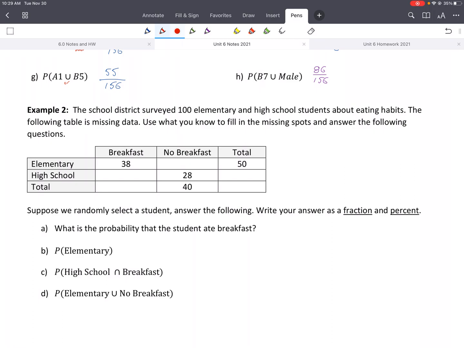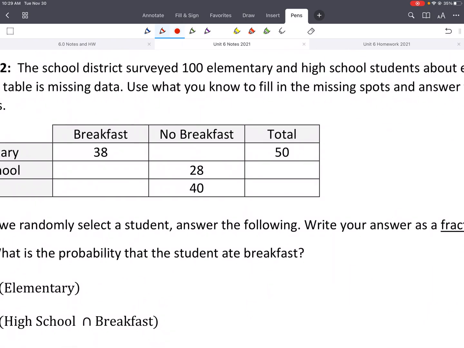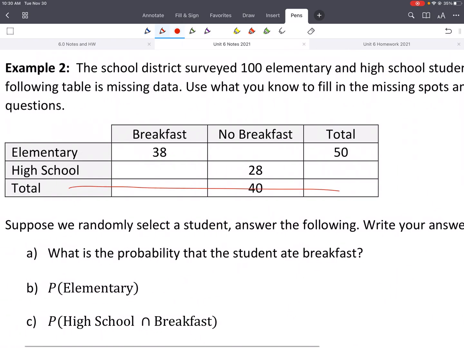Looking at this, we know that these are totals, so those two have to give us 40. So we could do 40 minus 28, and we get 12. But it looks like there's nothing else that we can come up with. If you feel like you're stuck, the reason is that some of the information is hidden in the word problem. The grand total of the people polled would be 100, and that's what's missing. So then from there we could figure out the rest.